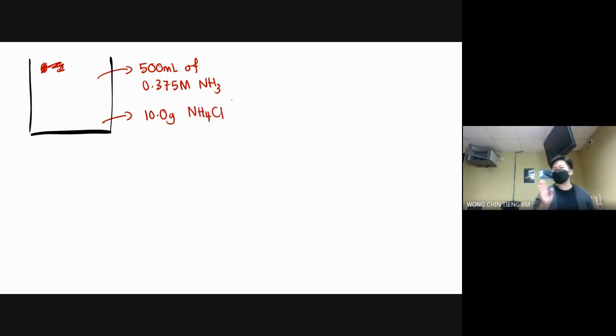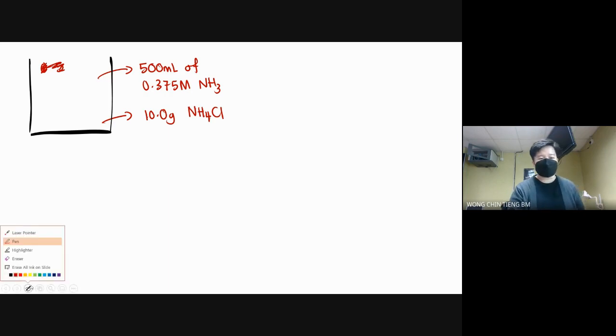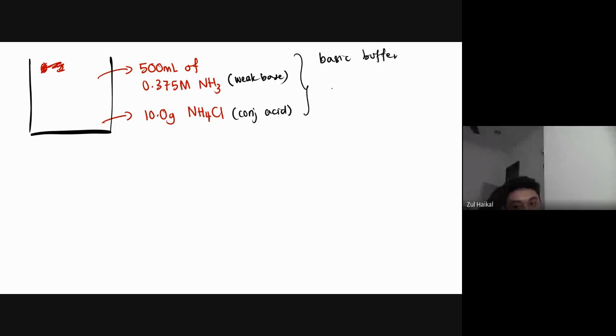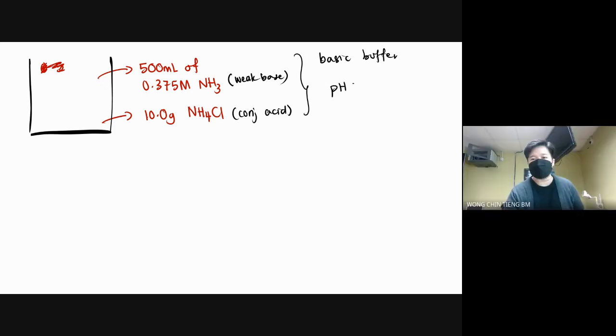Okay. First thing, sebelum jawab. What type of, is that a buffer? Yes. Okay. Why is that a buffer? Saya ada weak base and then I have a conjugate acid. Lovely. So when you have a weak base and conjugate acid, ladies and gentlemen, what type of buffer? Basic buffer. Basic buffer pH lebih daripada 7.